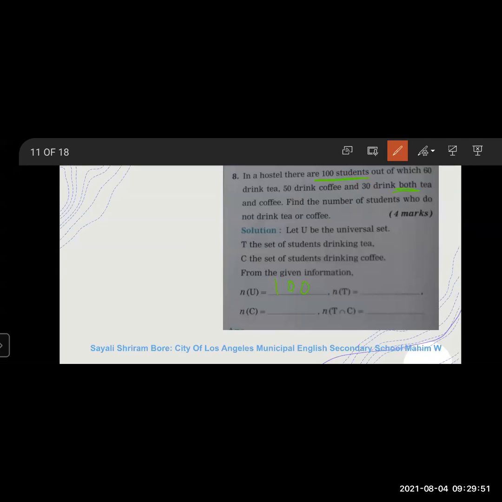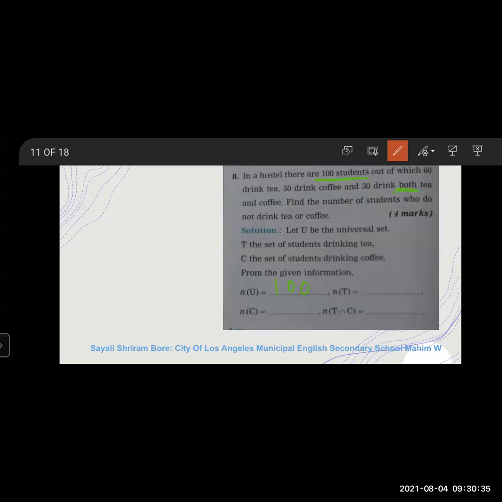So here, same example, only the numbers are different. If you just pay attention to this, you can solve the example which is there in your practice set. Okay, let us see. Now here, for the notations, let U be the universal set, that is the biggest set. T is the set of students drinking tea, C is the set of students drinking coffee. From the question, n of U is equal to 100.